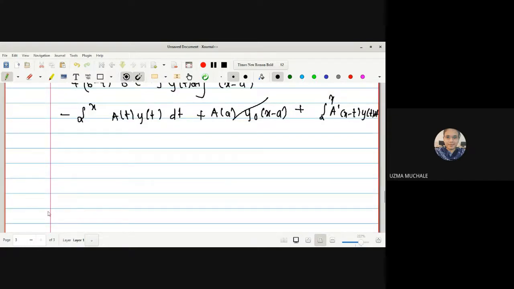Don't be afraid, this will be lengthy since we do not know what the values of small a, b, capital A, capital B are. So that's why this process will be somewhat lengthy, but if you solve the example it will be easy for you. Minus integration a to x, (x minus t) f of t dt. Okay, we have completed this.